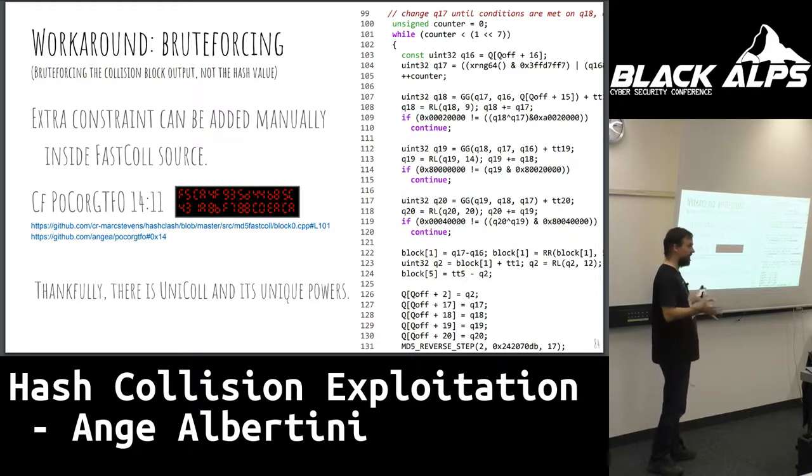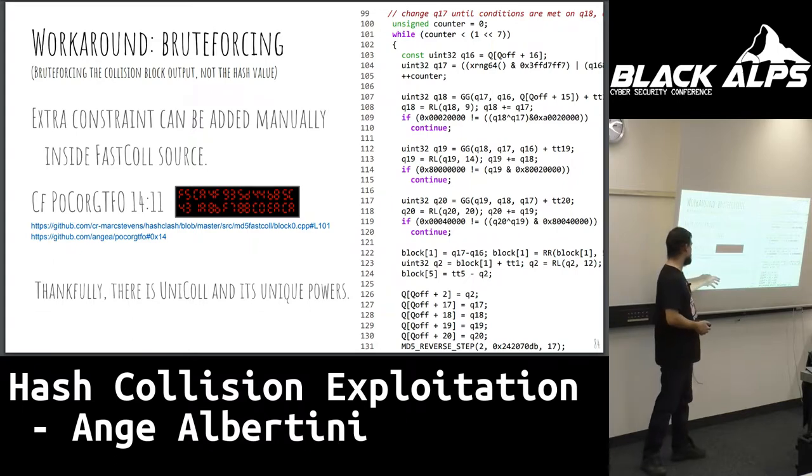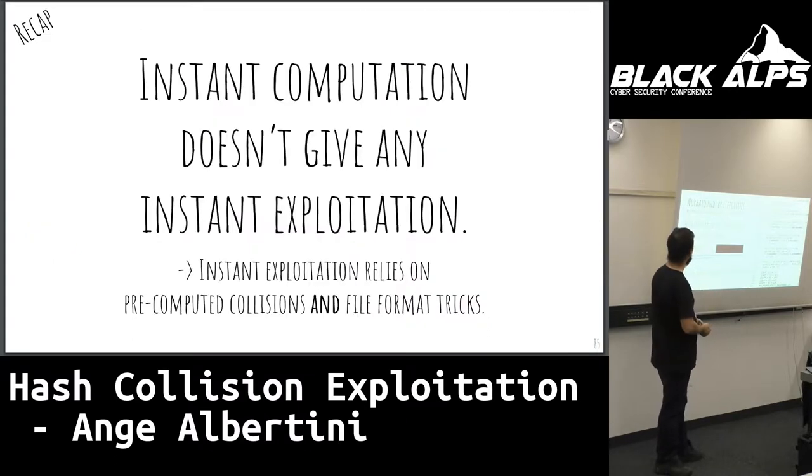But we don't need to actually do that because one day I was like, there is this fast collision that is super fast, but hard to exploit. There is hash clash that we will see later that takes hours. It's super powerful, but still takes hours for a pair. And then I asked Marc Stevens, do you have something in between? Something slower, but that is more exploitable. And thankfully, he created Unicoll.